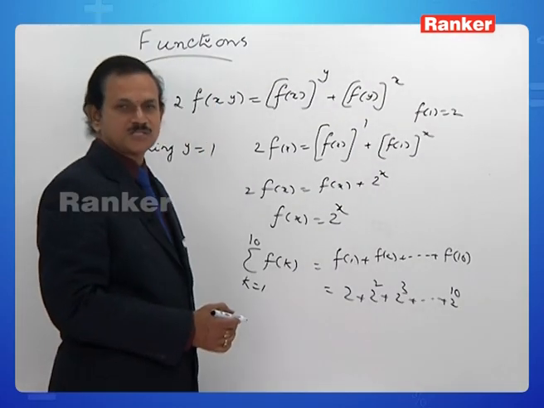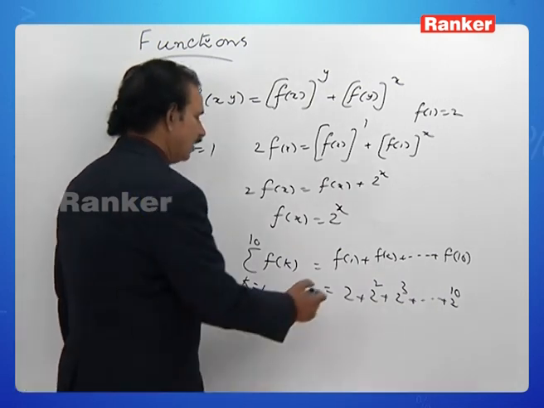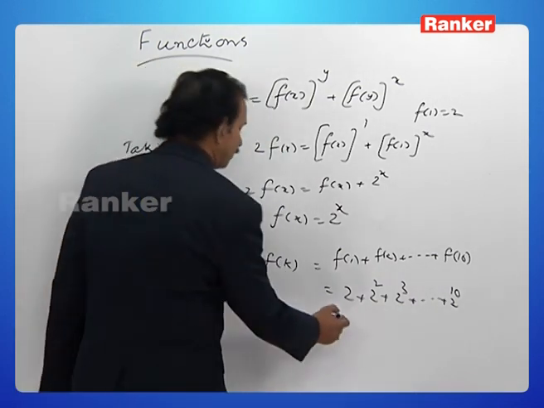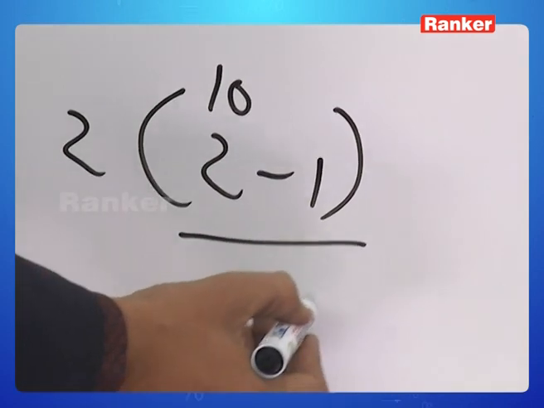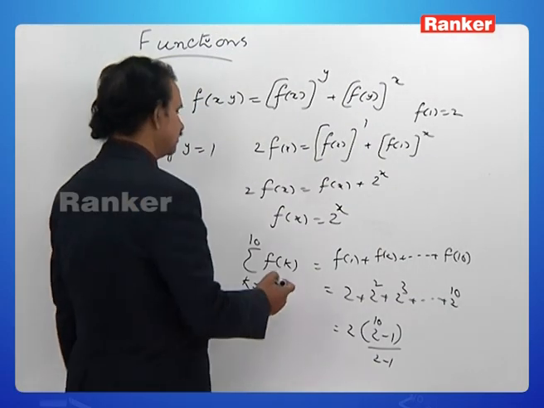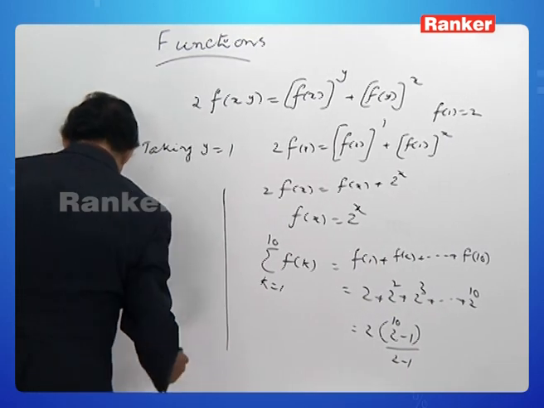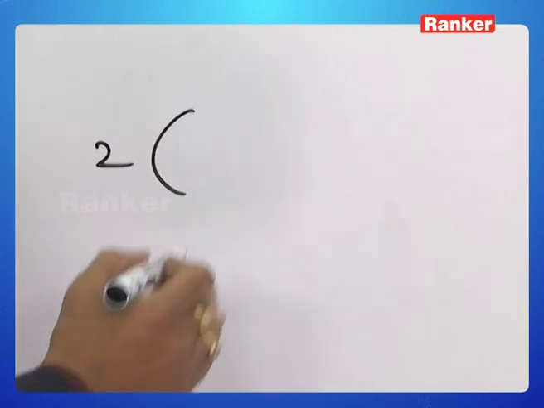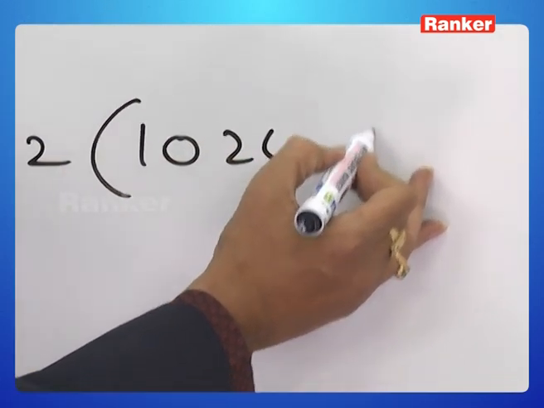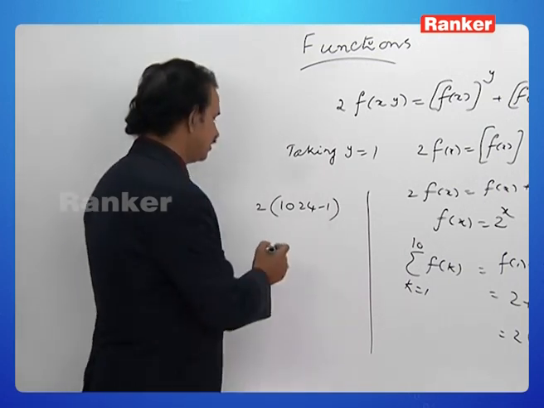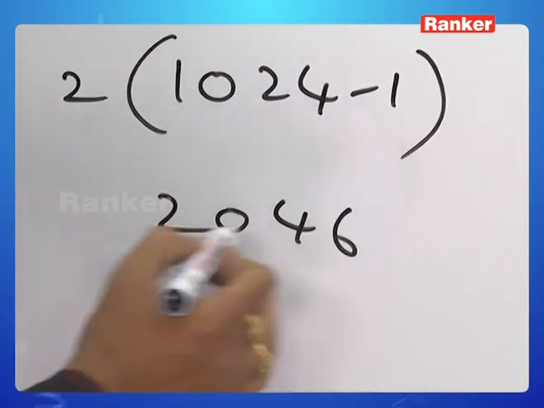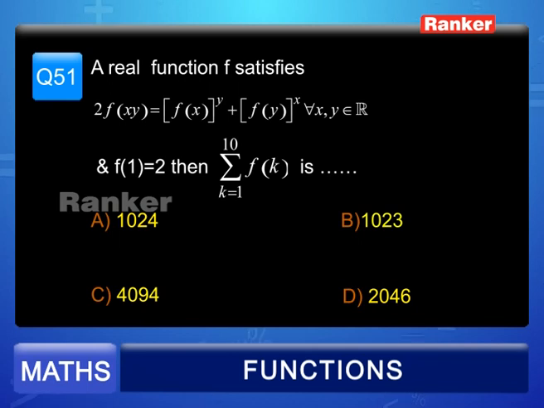Surely it is a geometric progression. There are 10 terms here. The sum of all those 10 terms is by the famous formula a into r power n minus 1 by r minus 1. That is 2 into, what is 2 power 10? 1024 minus 1 by 1. 1024 minus 1 is 1023. 2 into 1023 is 2046. It is surely available among the given options. What is the right option? Option D is the right option. So the answer is 2046.